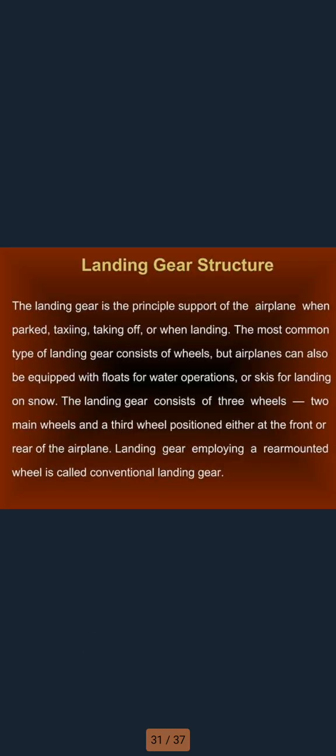Landing gear structure. The landing gear is the principal support of the aeroplane when parked, taxiing, taking off or landing. The most common type of landing gear consists of wheels, but aeroplanes can also be equipped with floats for water operations or skis for landing on snow. The landing gear consists of three wheels, two main wheels and a third wheel positioned either at the front or rear of the aeroplane.